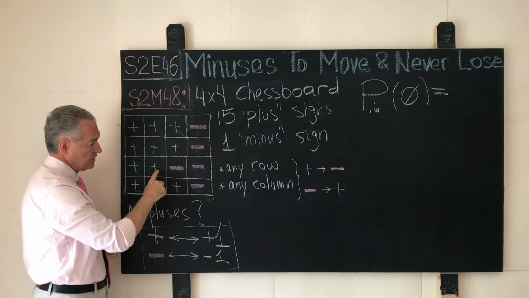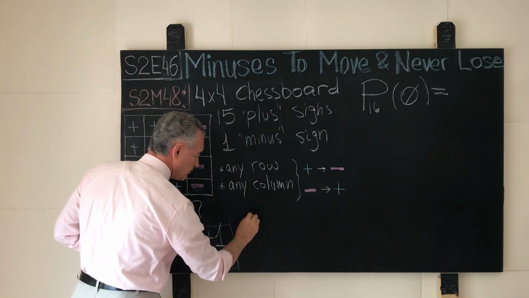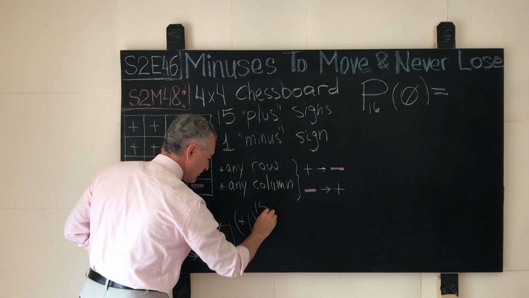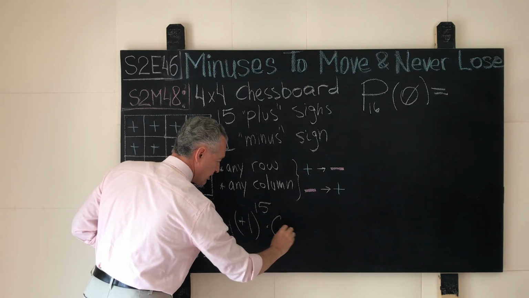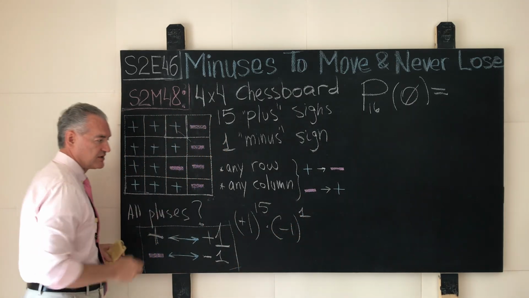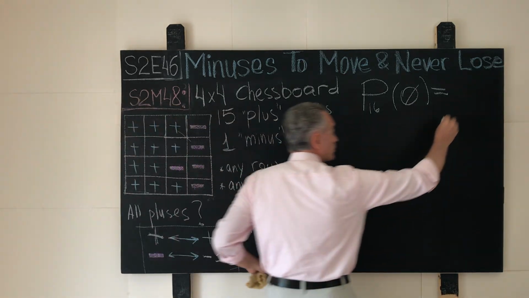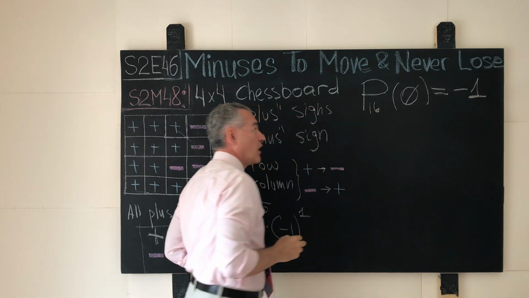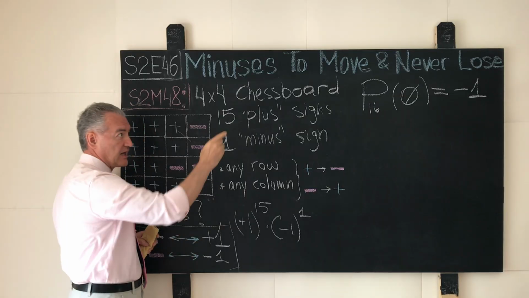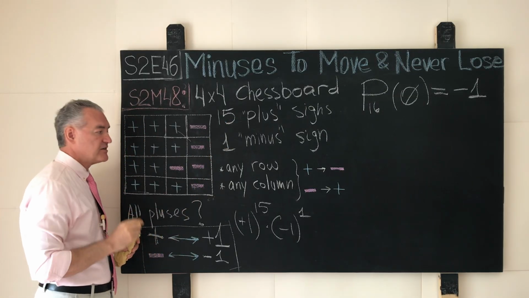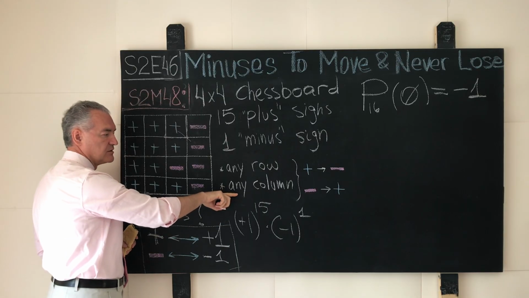Evidently, what is the value of this product? It will be +1 raised to the 15th power times -1 raised to the first power. What is that number? Of course, this is -1. So how can we show that the value of that product will remain invariant under any legal move?